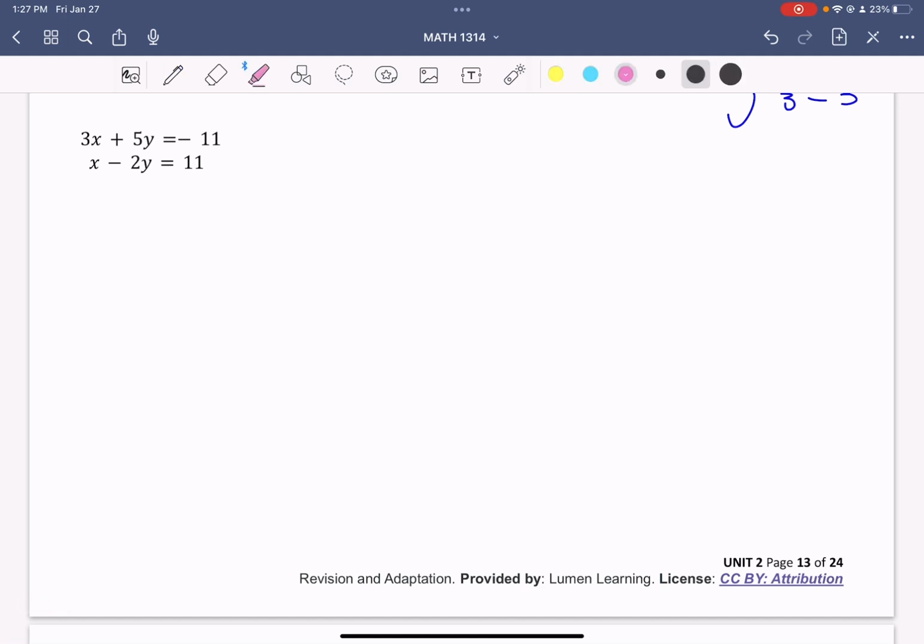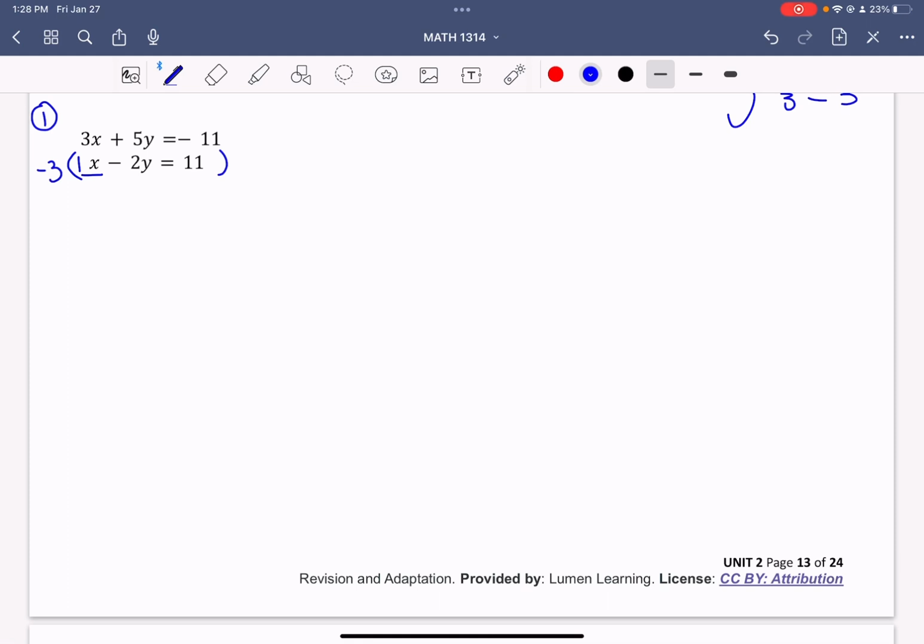Step number 1 is to create opposites for a variable. So if you look at your x's, you can see that we have 3 and +1, different numbers, both positive. If we look at -5y and -2y, we do have a positive and a negative, but we don't have the same number. So in this example, we're going to have to create opposites on one of these variables, and it doesn't matter which one. In this case, I'm going to create the opposites on the x's. So in order to do that, I need this x right here to be a -3. It's a 1 because it's assumed 1.